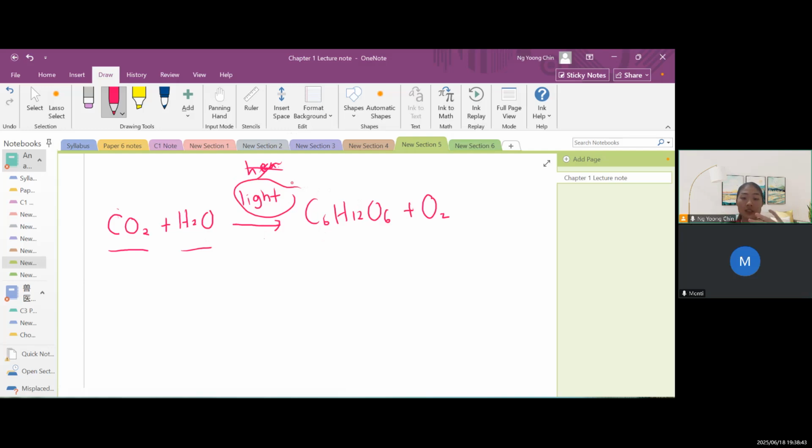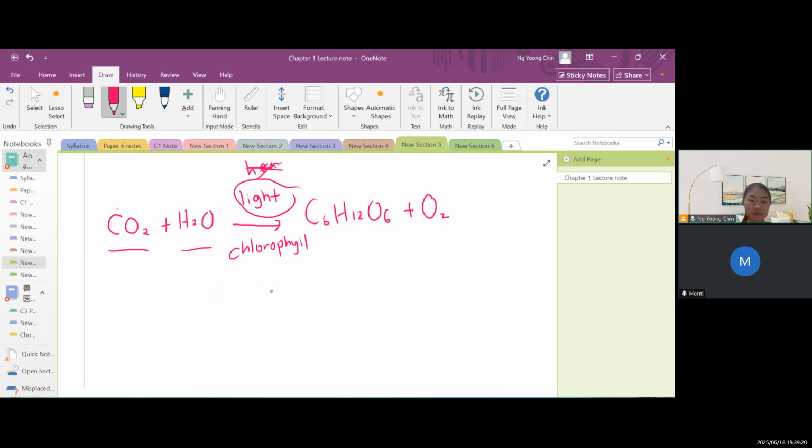If the plants are put in a place without light, what will happen? The plant will die. So light is very important to plants. Even though you supply the plant with heat, the plant will still die, because they still need the light. Below it, you should write chlorophyll, not chloroplast.